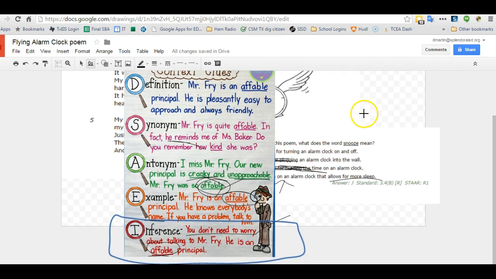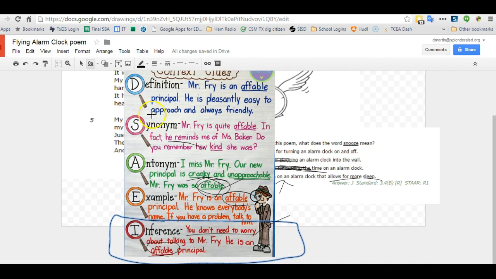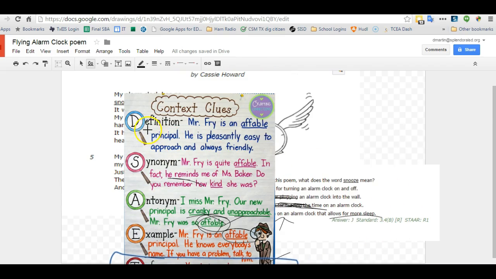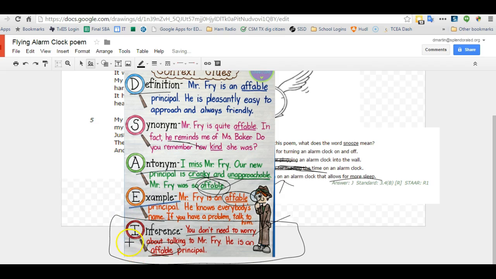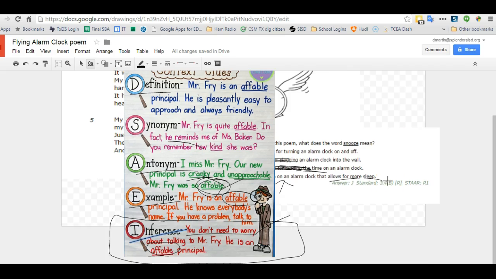But it is definitely in your best interest as a reader and as a test taker to learn that there's 5 strategies when it comes to context clues. You can look for the definition, you can look for the synonym, you can look for the antonym, you look for the example, and you look for the inference. So when you are reading, you will find these things probably within a sentence or two above or a sentence or two below the actual vocabulary word. Okay, so that's another little strategy tip for you there.